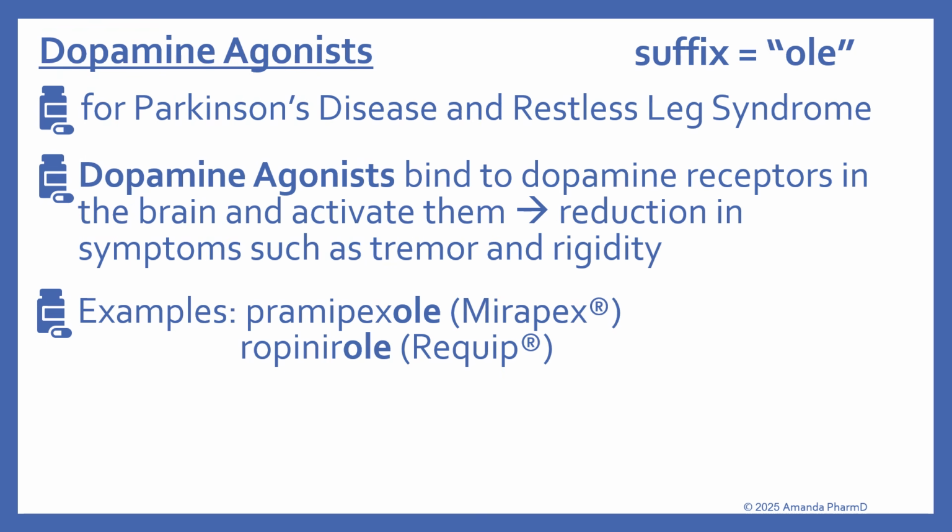Next are the dopamine agonists. These are for Parkinson's disease and restless leg syndrome. Dopamine agonists bind to dopamine receptors in the brain and activate them. This causes a reduction in symptoms such as tremor and rigidity. Some examples include pramipexole, brand name is Mirapex, and ropinirole, brand name is Requip. And you can see that these end in the suffix ole, O-L-E.